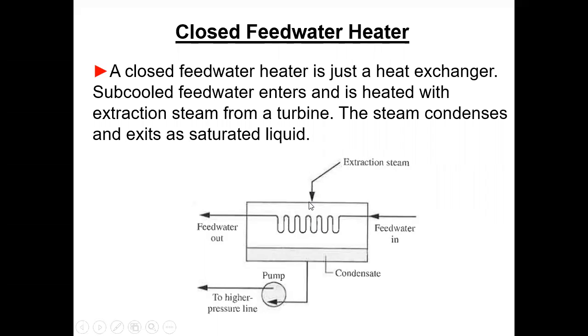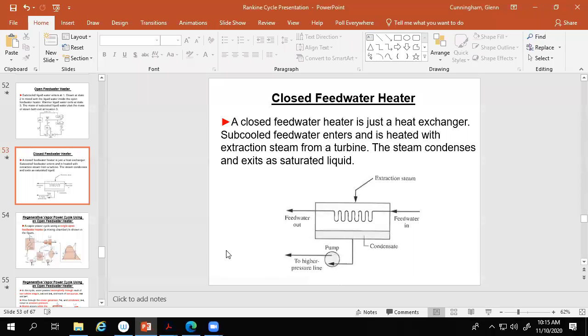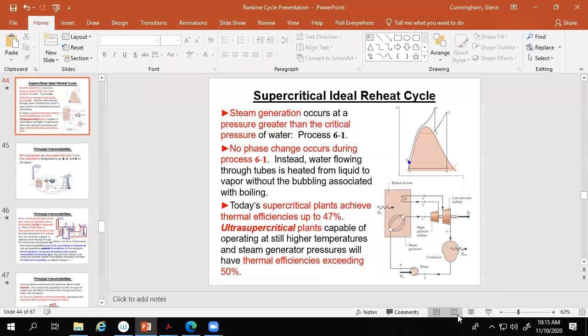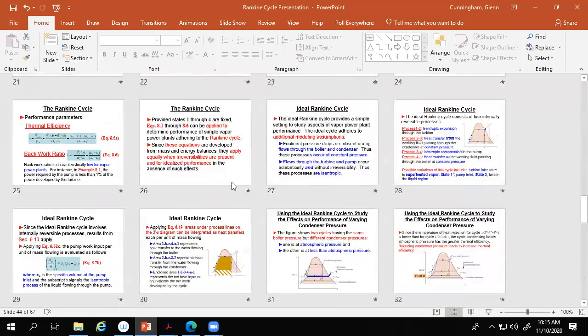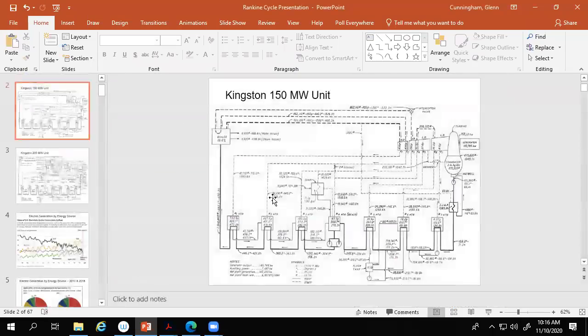Extraction steam comes in, it condenses on the outside of these cooler tubes, condensate falls down in the bottom, and now they're showing a pump. So this is one possibility. I guess the figure I deleted showed this. You can also take this back to a lower pressure feed water heater. Let's go back to that diagram and see if they show that on the Kingston diagram.